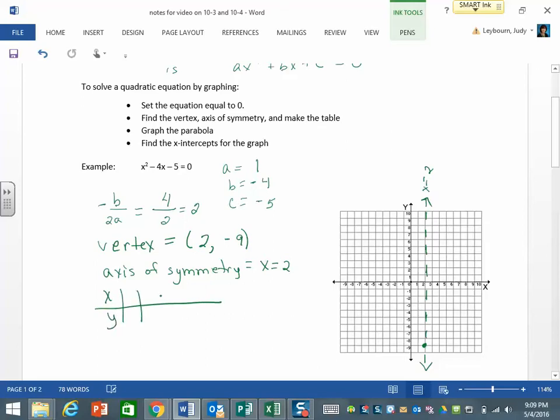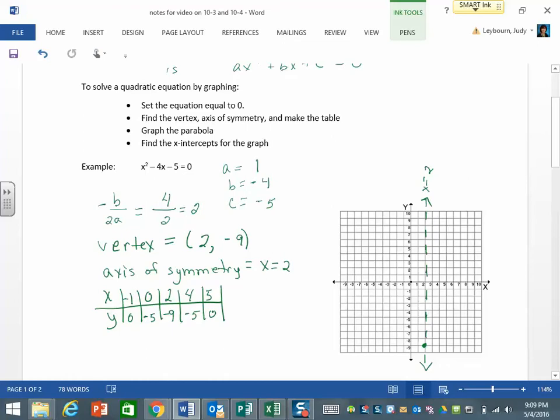I'm going to ask you to press pause, make the table and draw the graph, and then come back and check your work with mine. So the vertex is here in the center, (2, negative 9). My other x values are 4 and 5, and then 0 and negative 1. And my y values were 0, negative 5. We already had negative 9, negative 5, and 0.